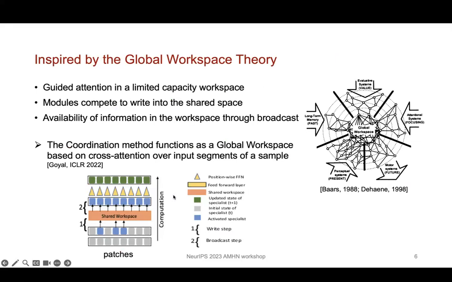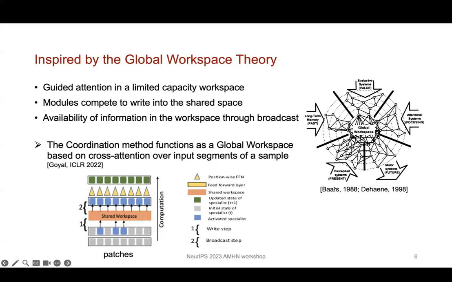This work is inspired by the global workspace theory. The modularization of knowledge can find resonance with the neuroscientific grounding of the global workspace theory. It explains a cognitive architecture where diverse specialized modules compete to write information into a shared workspace through a communication bottleneck. The global workspace theory involves guided attention within a limited capacity workspace, and the modules try to compete with each other, and the information entering the space will get availability through the broadcast to the other modules in the system.